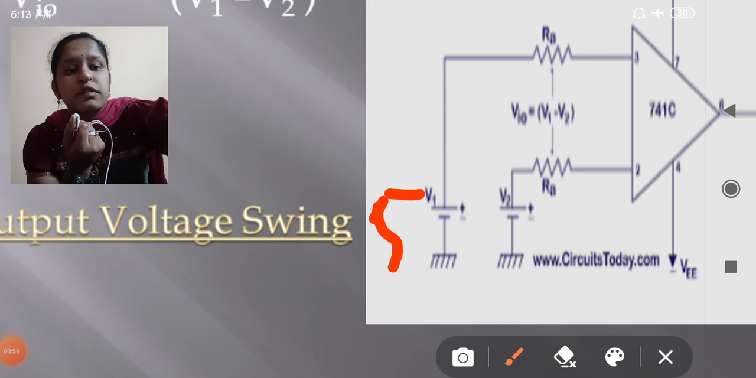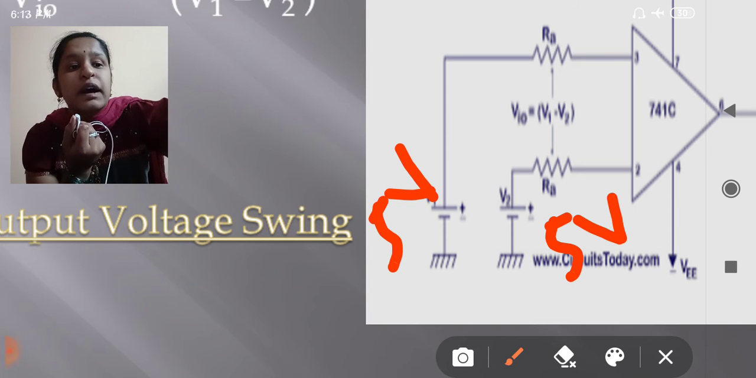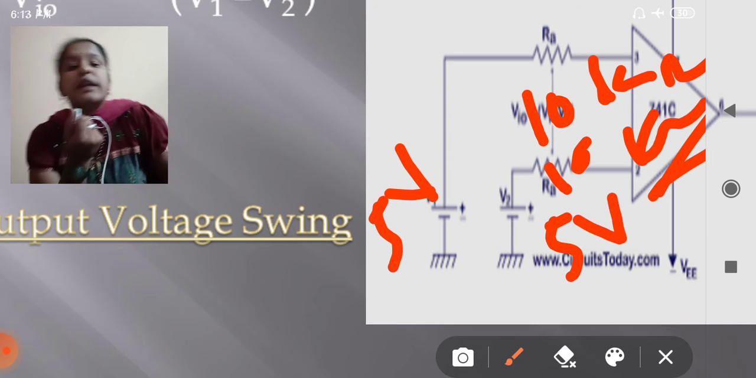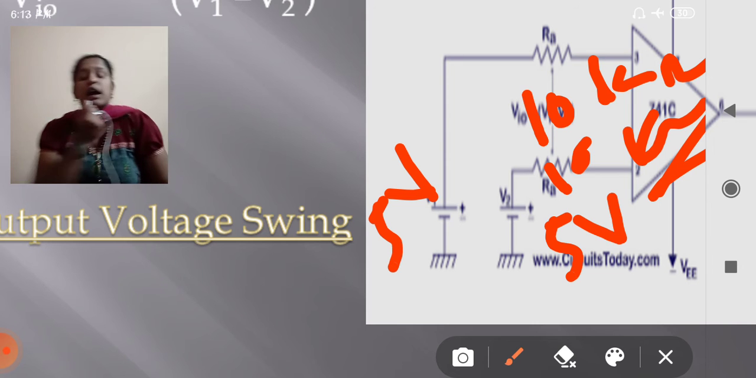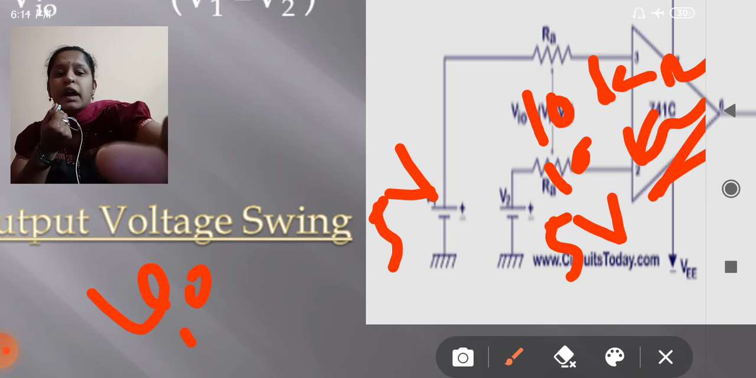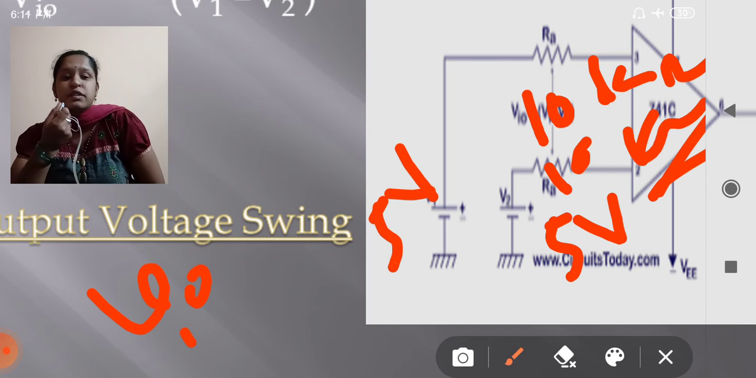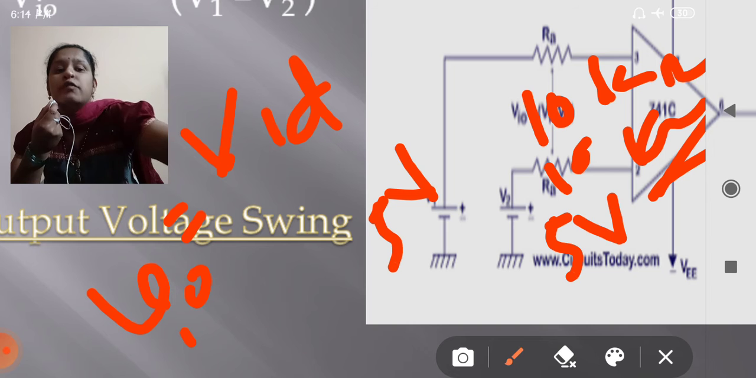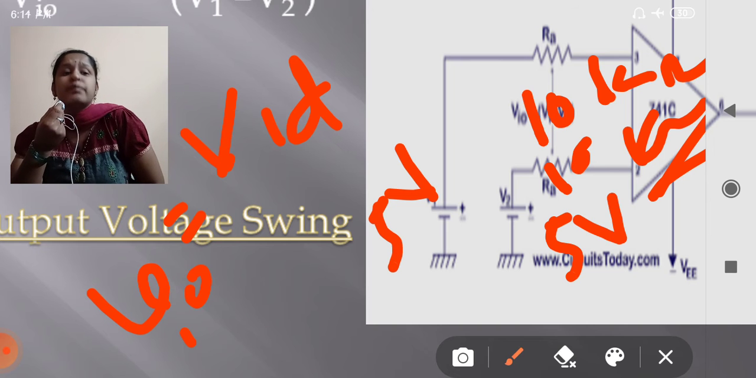Yes, 5 volt, and this is also a 5 volt, and 10 kilo ohm resistance. I'm going to take that one, 10 kilo ohm, right? For example, V out equals V input, the output voltage. V id equals V io. I am going to take that one.